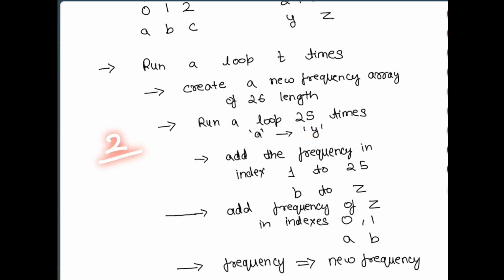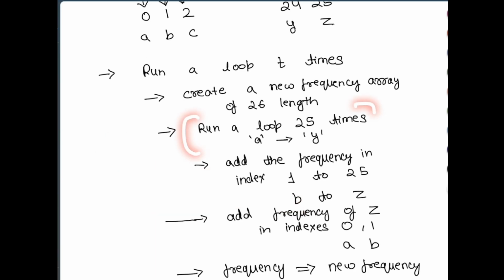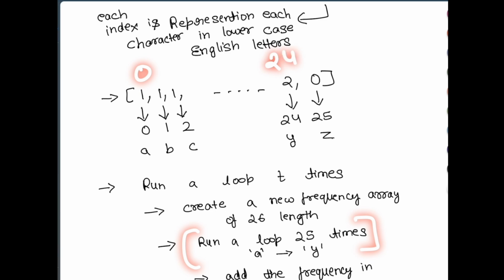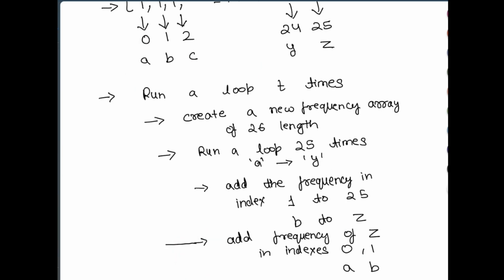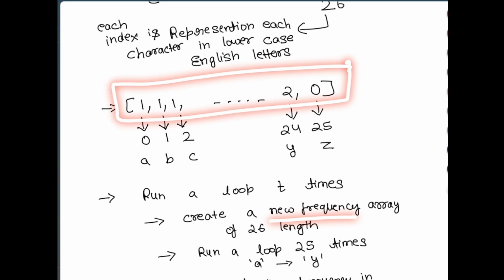So if there are two A's, you need to increase the count for B, and you are going to say, now you have two B's, right? So you run a loop for 25 times for index 0 to index 24, and for index 0 you will increase the count in index 1. For index 1 you will increase the count in index 2, that is, you will increase the count of the characters in the next index, and you are going to do the increase in the new frequency array. You are not going to change the original frequency array for now, okay?